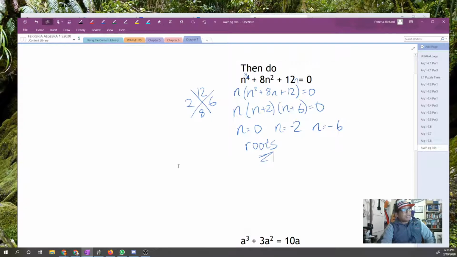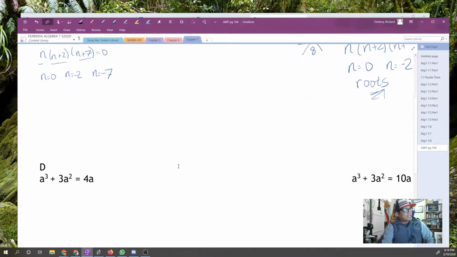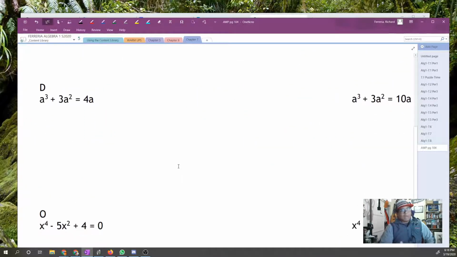Okay, let's go on to our next problem, which is letter D. We've got a little leveled up here. We've got a cubed plus 3a squared equals 4a. So as I've said in a lot of the previous videos, if you're solving polynomials like this, you want to make one side of them equal to 0. So let's do this. Let's subtract 4a from both sides of the equal sign.